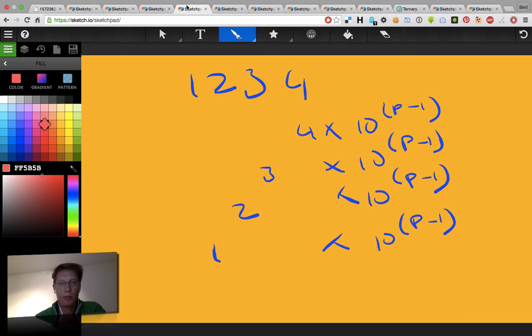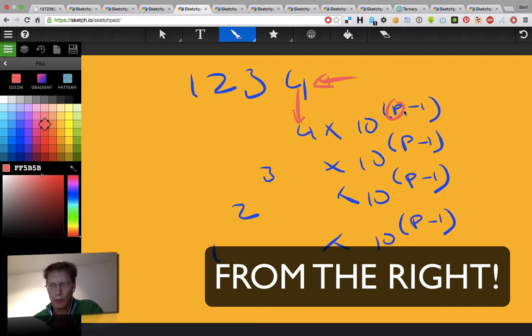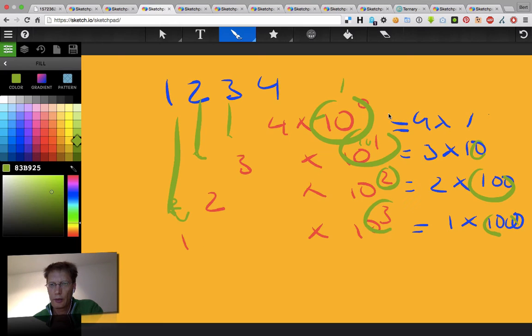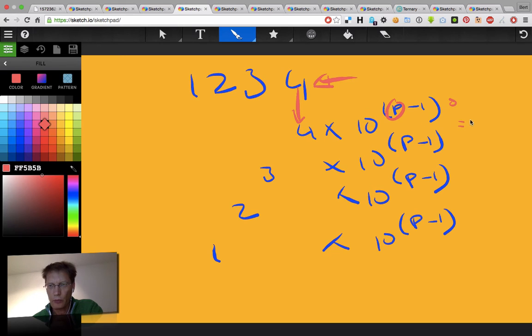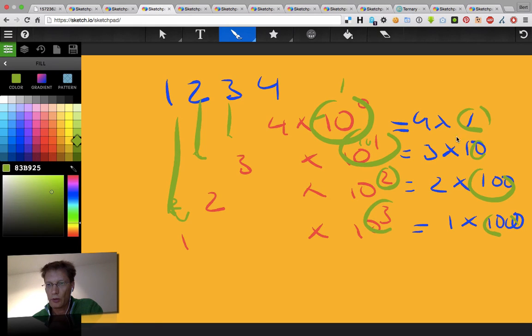Now let's go a step beyond this. If we say 1234, it is in fact 4 times 10 to the position minus 1. So this is measured from the right. It's the first position, minus 1, so 1 minus 1 is 0. And we knew that 10 to the power of 0 is 1, so it still says 4 times 1. 3 is the second position, minus 1, so 2 minus 1 is 1, so it is in fact 3 times 10, and that's the same as it says here, correct?